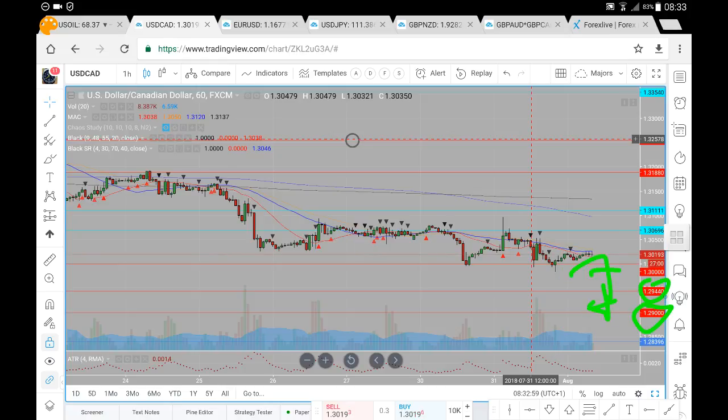Successful break from which we're then looking for a move down towards 129. And if there is sufficient volatility to the downside, either today or in the coming days, possibly a move down towards that 128.39 here on the US dollar CAD.